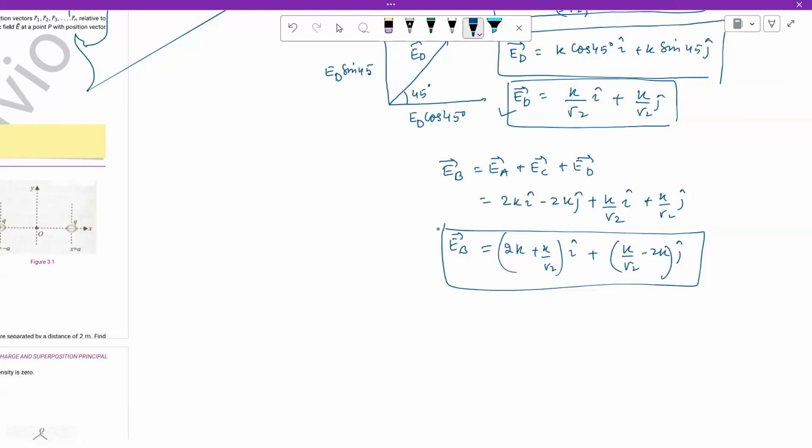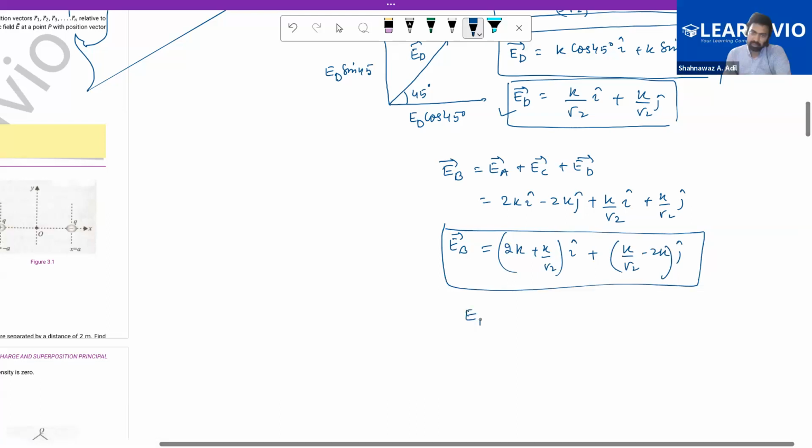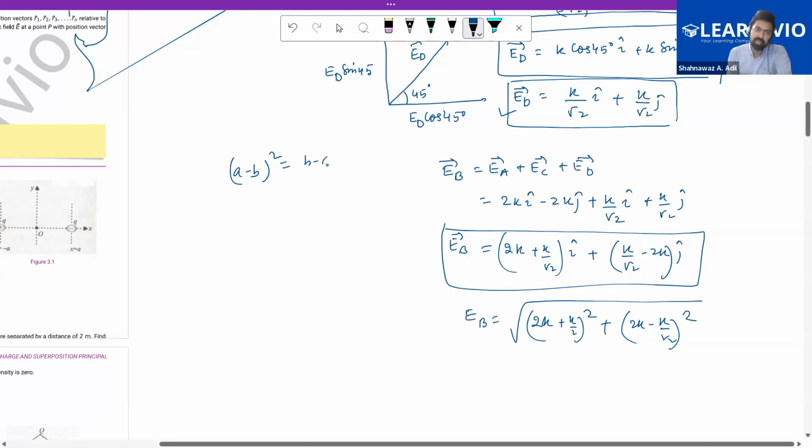You'll have to square them. Yes. So this magnitude would be the square of this and this thing. So I can write this as 2K minus K by root 2 square. Right. Why can I write this? Because A minus B whole square would be equal to B minus A whole square.